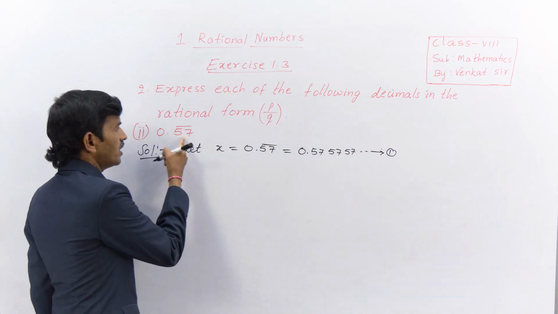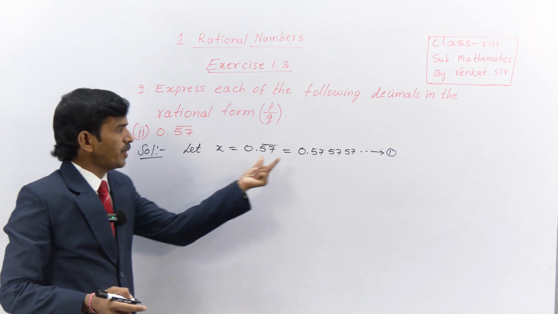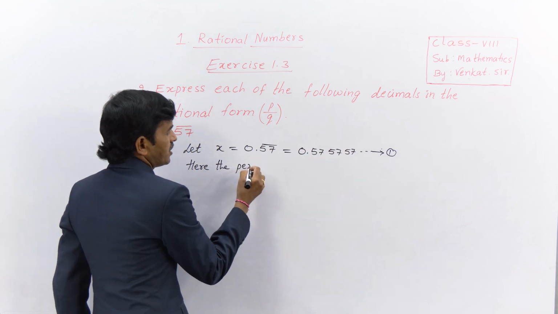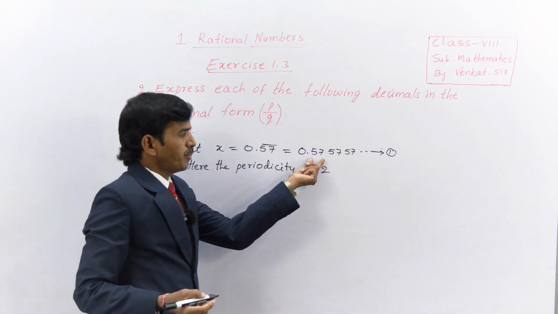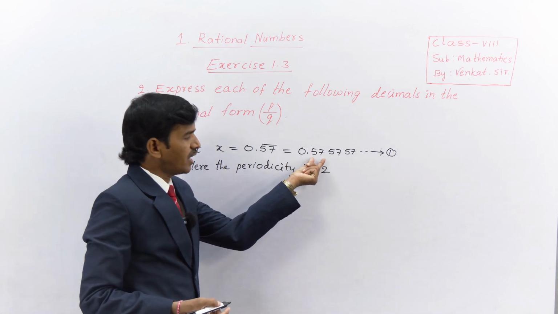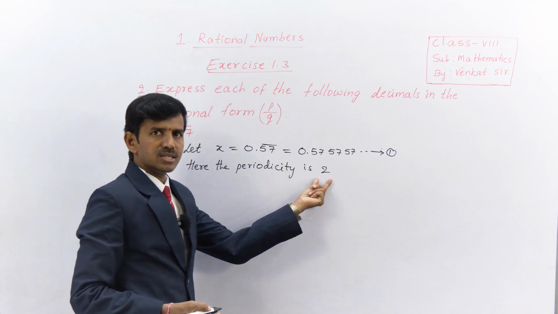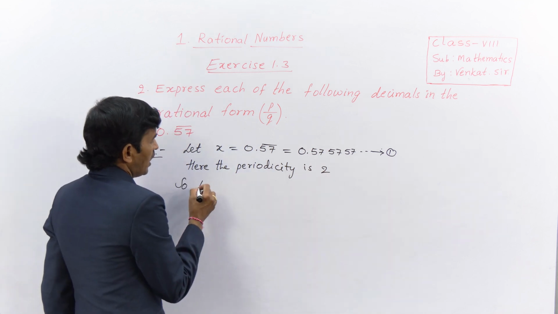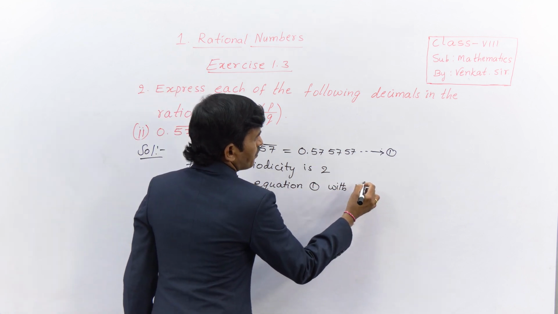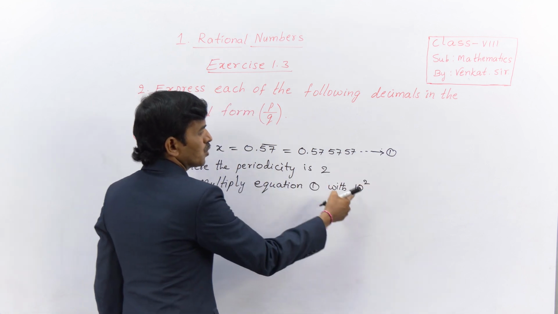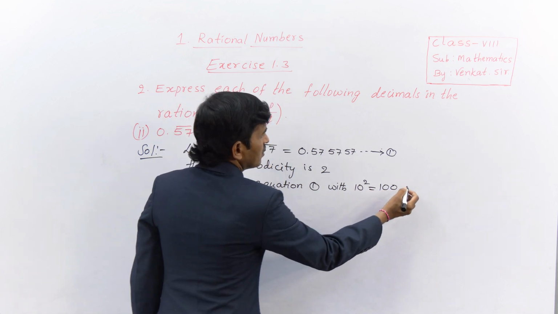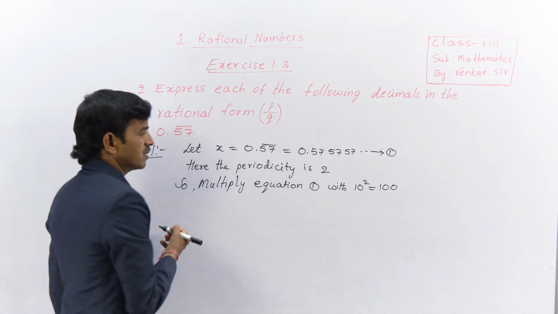Now if you observe here, what is the number of digits repeating in this? 2. Therefore the periodicity is 2, right? Periodicity is nothing but the number of digits which are recurring. How many digits are recurring here? 2 digits. Therefore the periodicity is 2. So multiply equation 1 with 10 power 2. That is periodicity 2, so 10 power 2. 10 power 2 is nothing but 100 on both sides. Right?